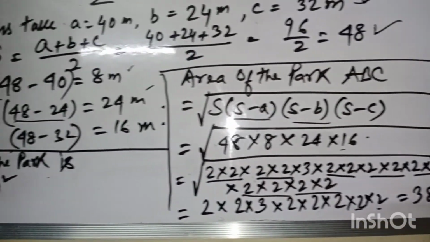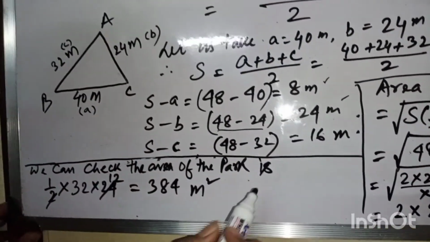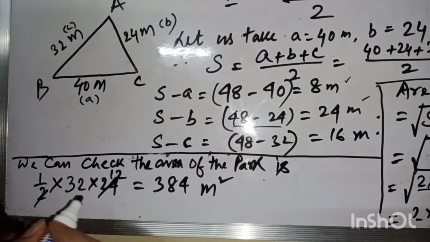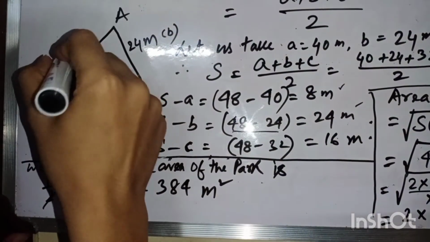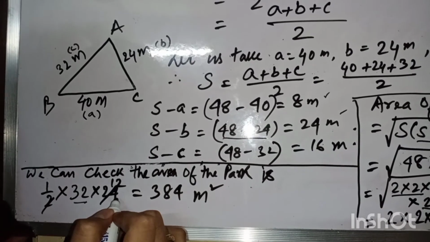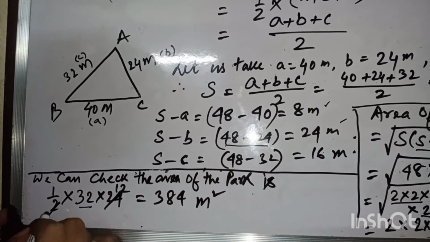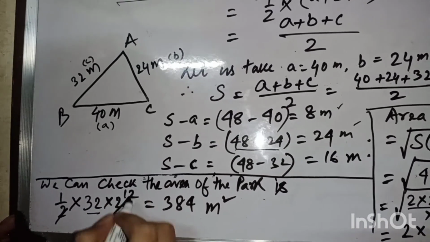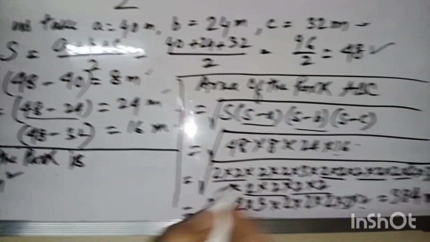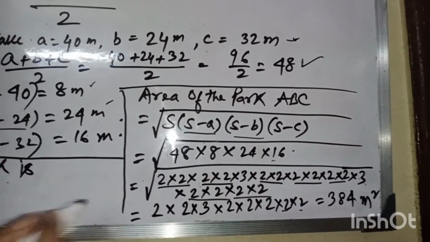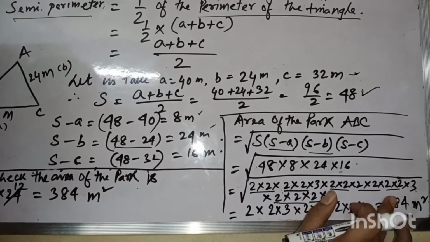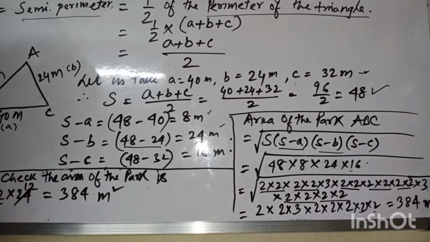Hence, we can check the area of the park by the actual formula: half into base into perpendicular, or height. If we take the base as 32 meter, it is half into 32 into height, which we can take as 24, equal to similarly 384 meter square. Hence, Heron's formula is satisfied by the actual formula for the area of a triangle. So this is Heron's formula that is already proved.